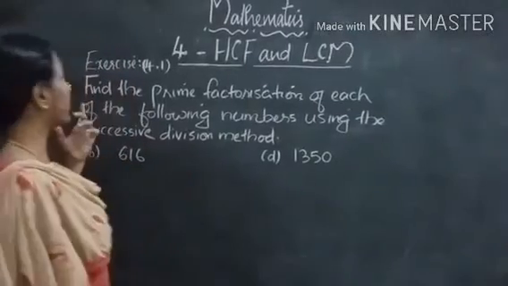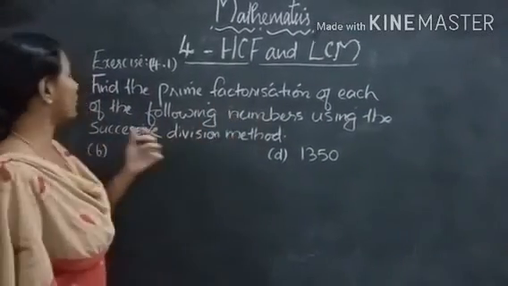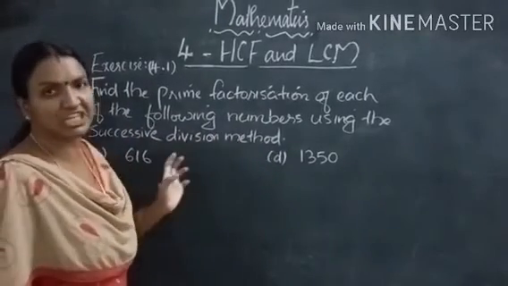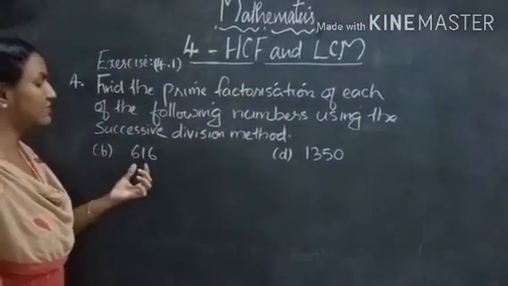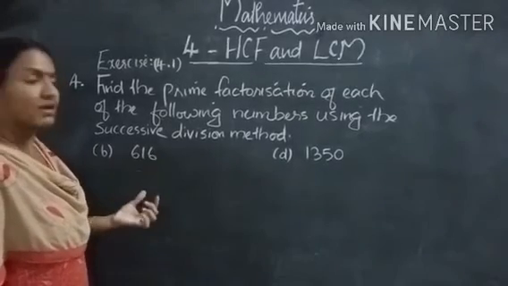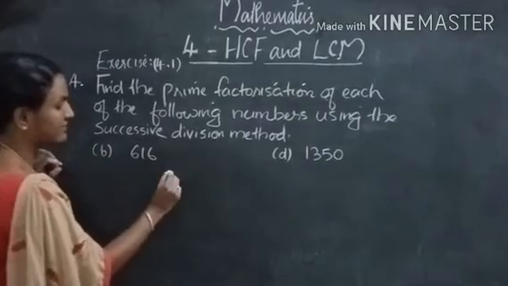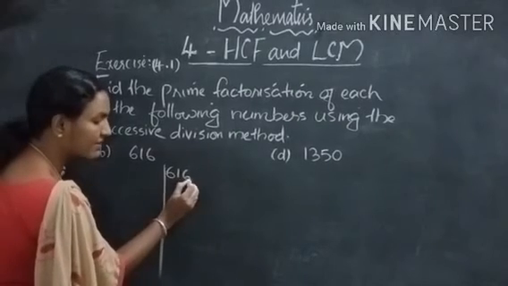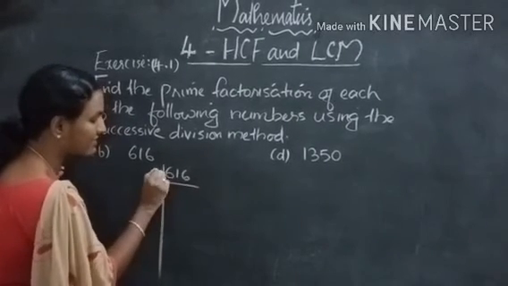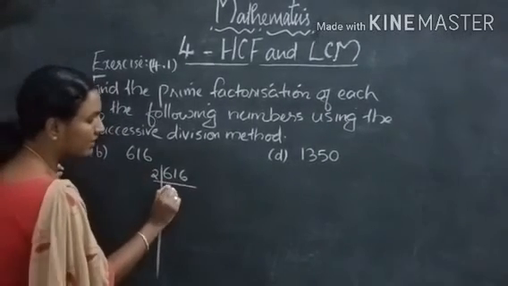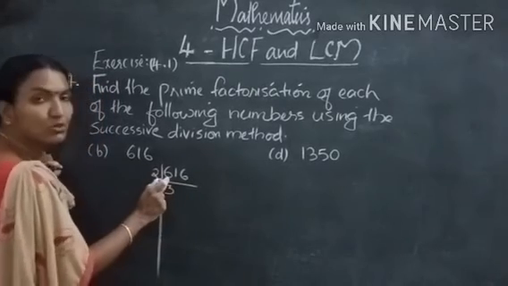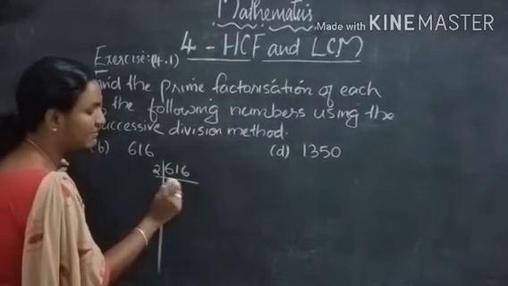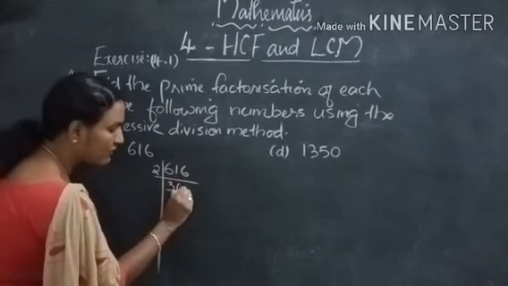Then question number 4, find the prime factorization of each of the following numbers using the successive division method. Successive division method means you have to write the product of prime factors. 616. It's an even number. It ends with 6, so we start with 2. 3 2s are 6. Then next number is 1. Not divisible by 2, so we put 0.